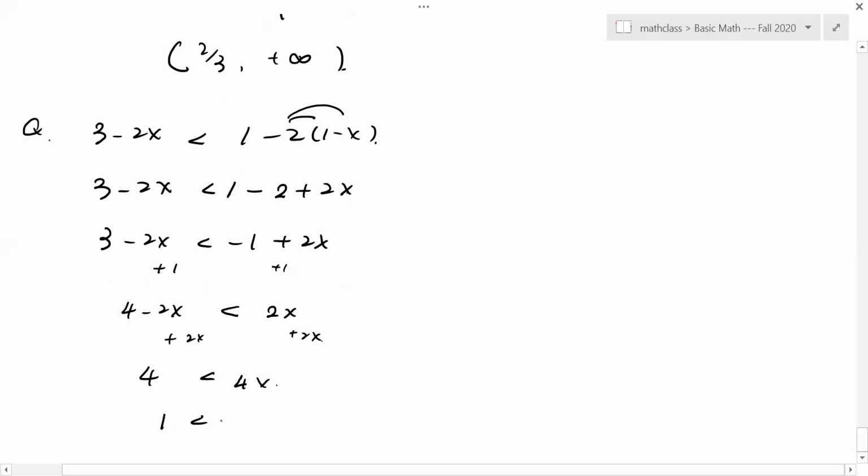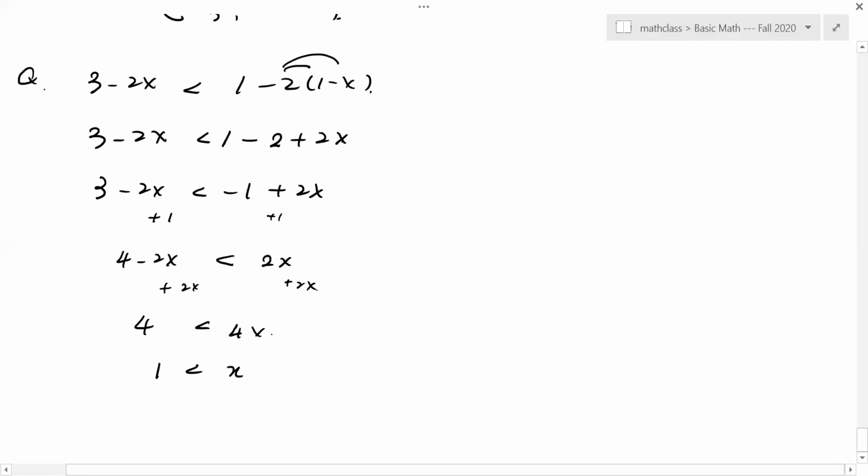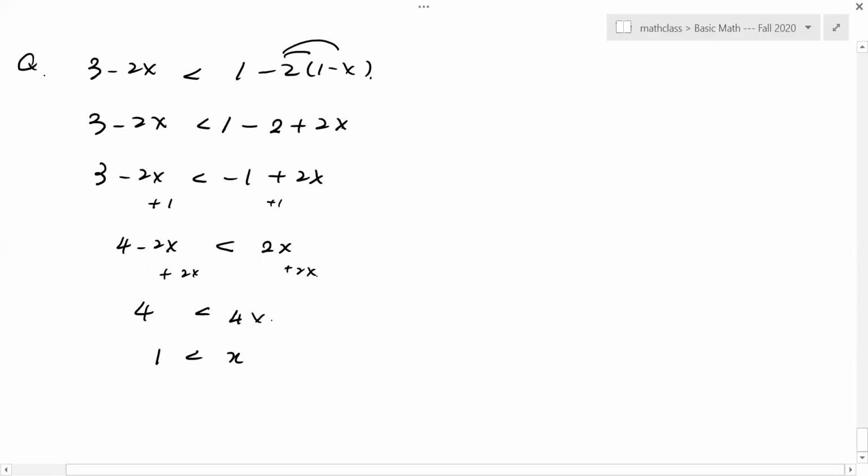So then you divide both sides by 4. So what is the solution? 1 less than x, so all x is greater than 1. Alex, you got the right answer. Cool. x is greater than 1.